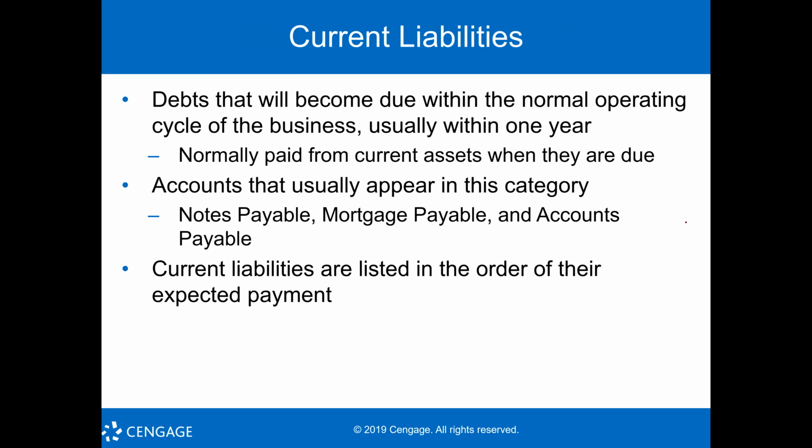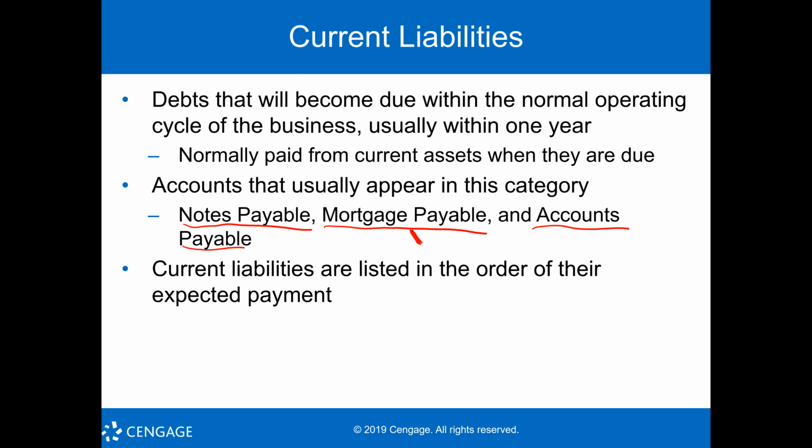Okay, current liabilities: debts that will become due within the normal operating cycle of the business, usually within 1 year, normally paid from current assets when they are due. Accounts that usually appear in this category: notes payable, mortgage payable, accounts payable.